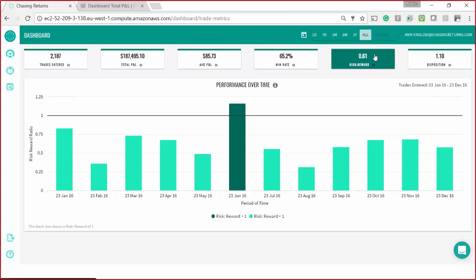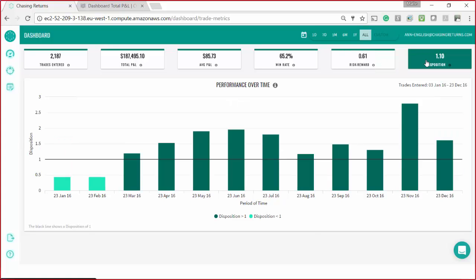And then the final piece over on the side called disposition. So this is the first of our psychological metrics. This is looking at how much time he is spending in winners compared to losers. And he's spending 1.1, which means the length.